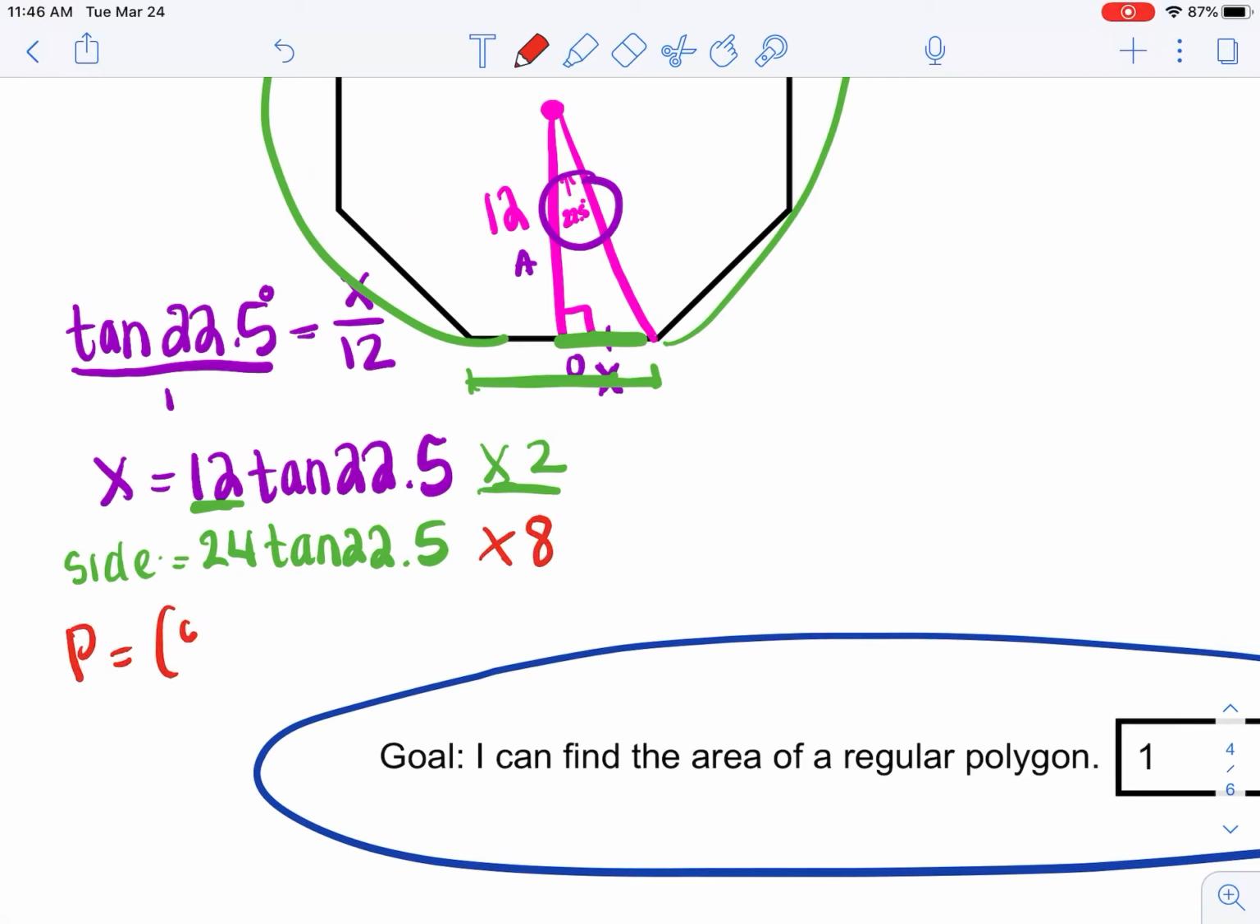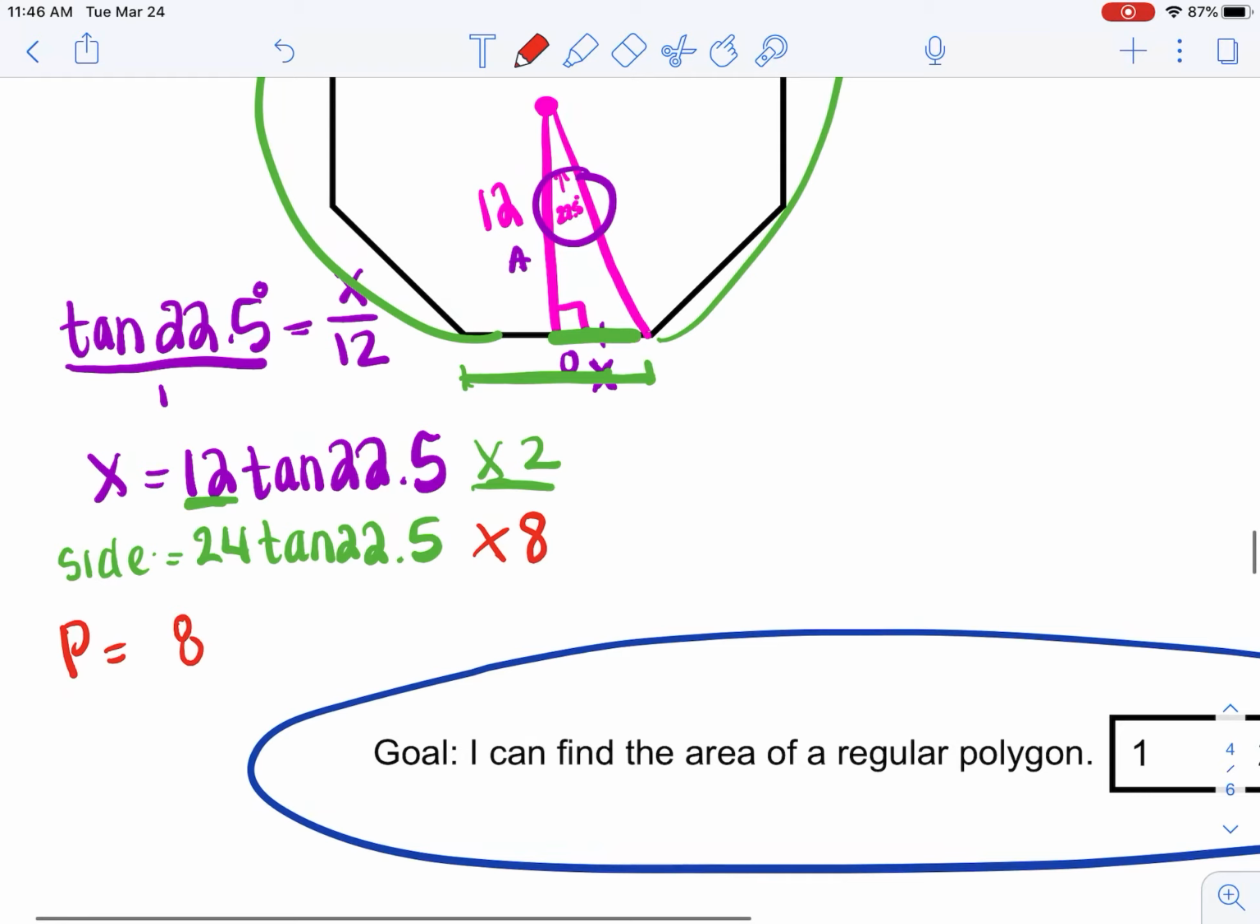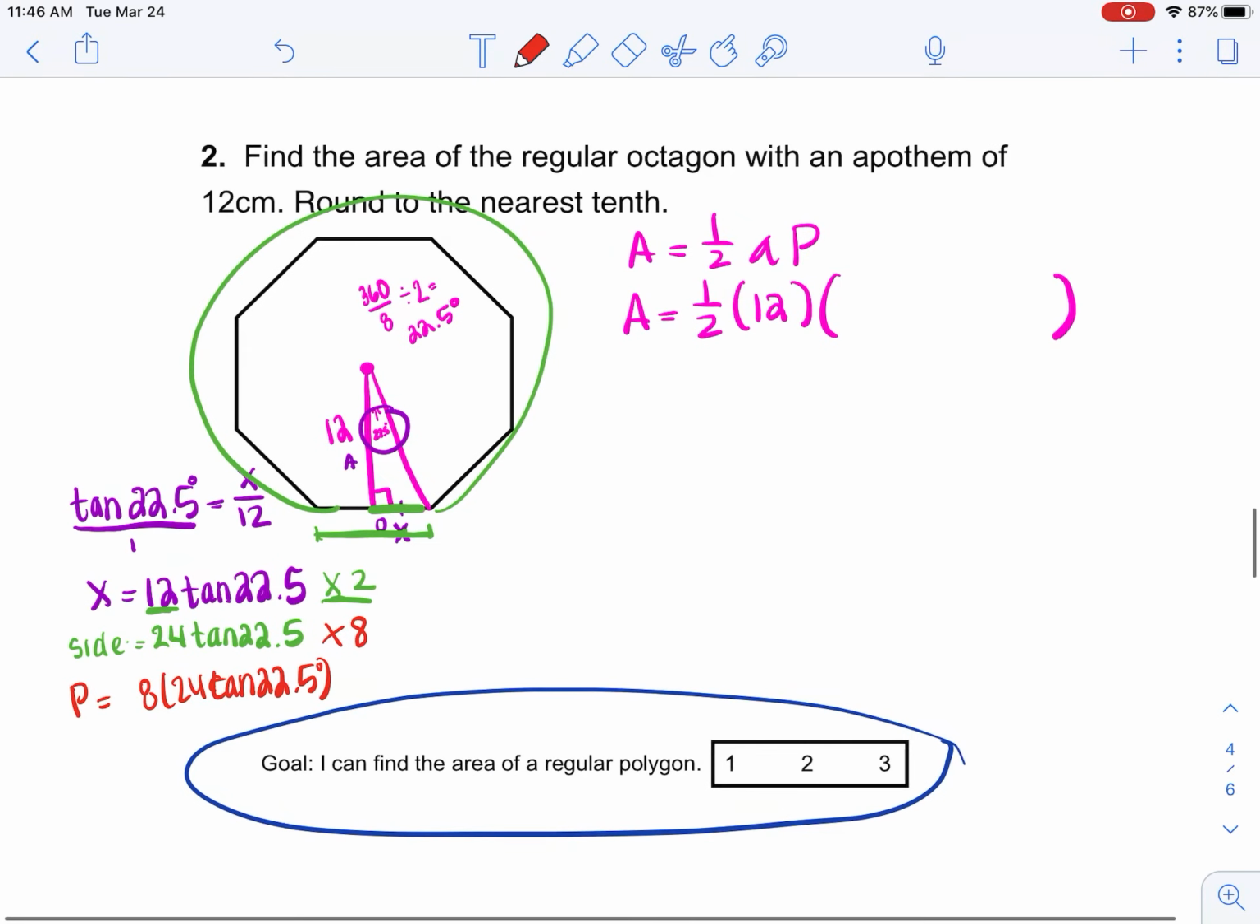So now I'm going to multiply this answer by 8. So the perimeter is going to be 8 times, I don't need that parentheses there, I don't know why I put it, 8 times 24 tangent of 22.5. Now, you could see what 8 times 24 is right now and change that number right there in front of the 22.5. The 22.5 is not changing, okay? But I'm just going to leave it because I don't know what it is off the top of my head. All right, so I'm going to put that right here. 8 times 24 tangent of 22.5.